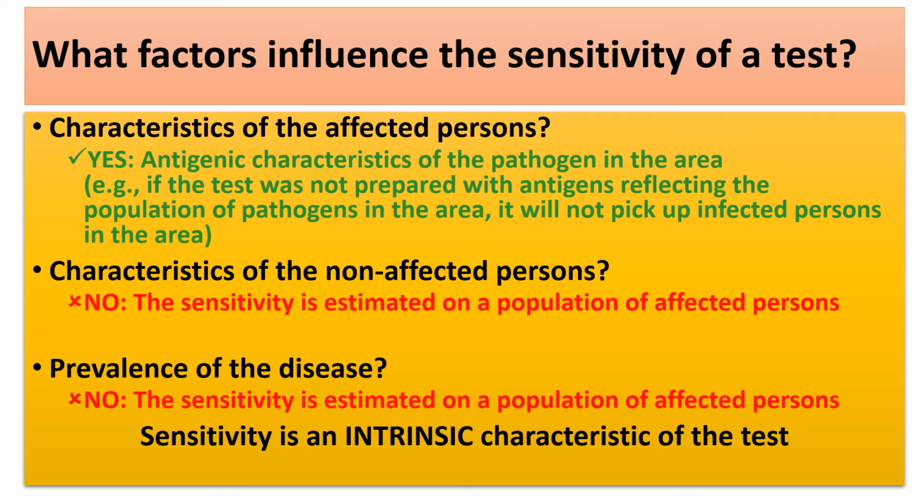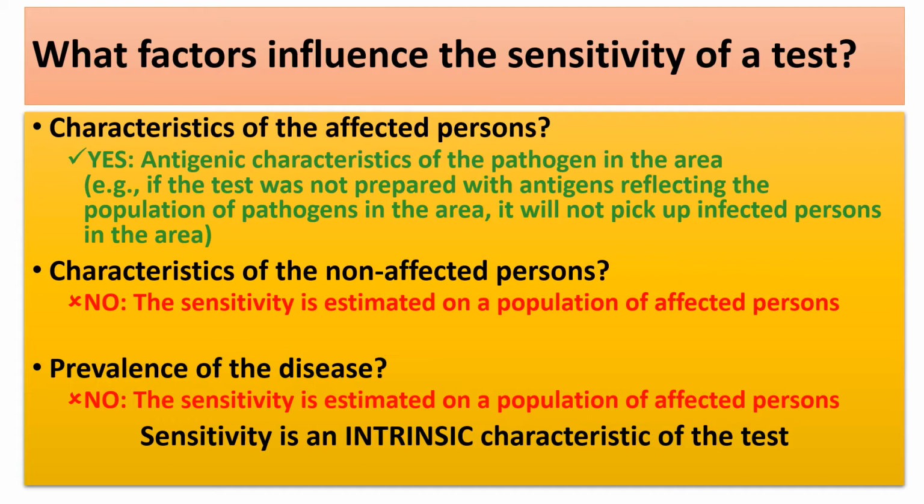Now, we want to see what factors influence the sensitivity of a test. We can ask, can characteristics of the affected persons affect the sensitivity of a test? The answer is yes. Antigenic characteristics of the pathogen in the area can affect the sensitivity of a test. For example, if the test was not prepared with antigens reflecting the population of pathogens in the area, it will not pick up infected persons in the area.